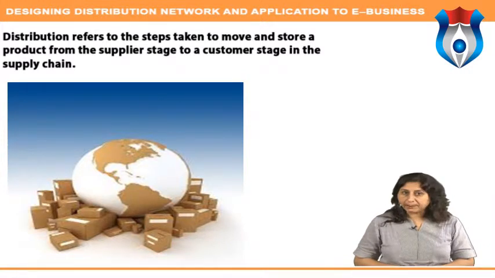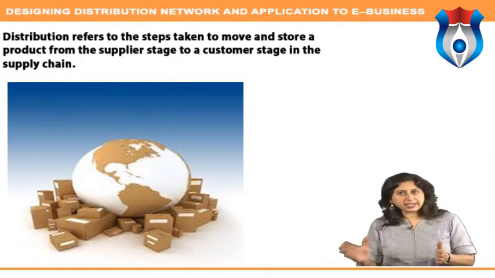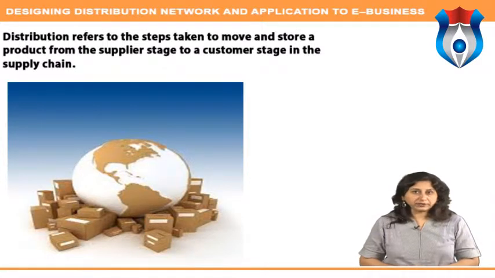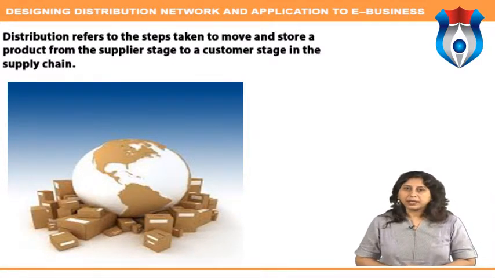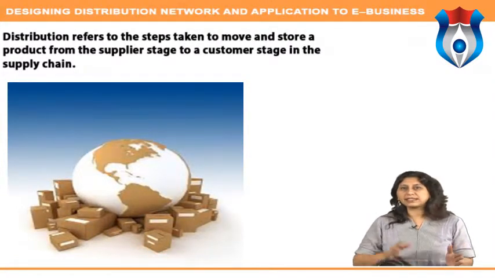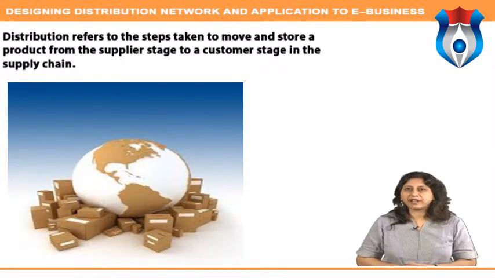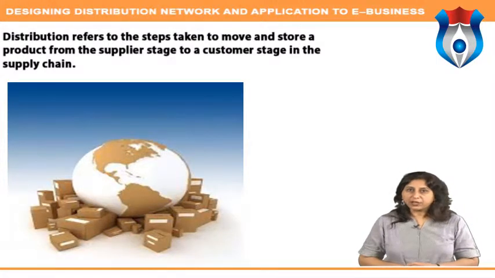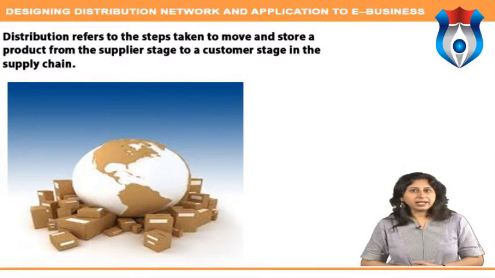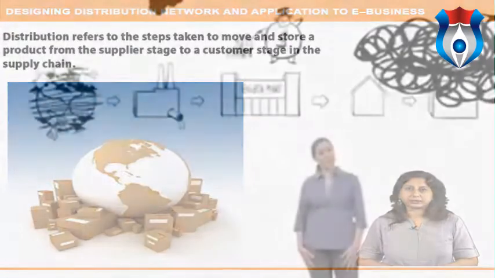Distribution refers to the steps taken to move and store a product from the supplier stage to a customer stage in the supply chain. Distribution is a key driver of the overall profitability of a firm because it directly impacts both the supply chain cost and the customer experience. Good distribution can be used to achieve a variety of supply chain objectives ranging from low cost to high responsiveness. As a result, companies in the same industry often select very different distribution networks.